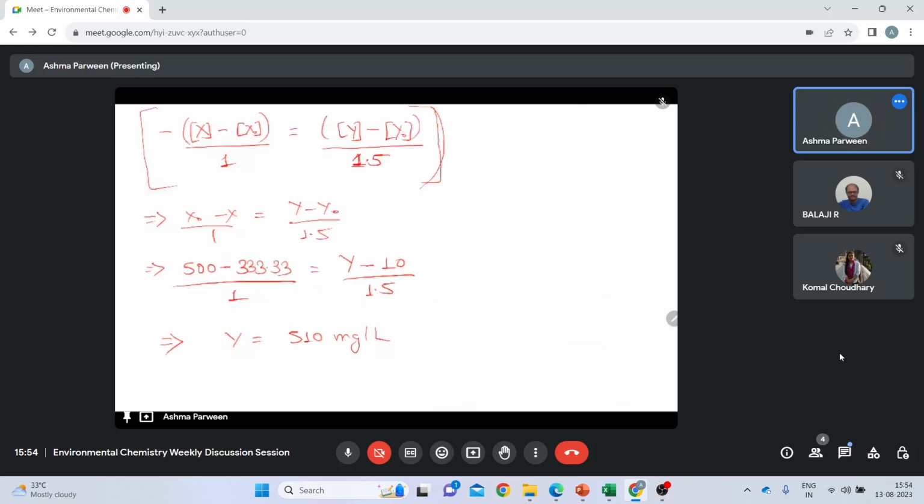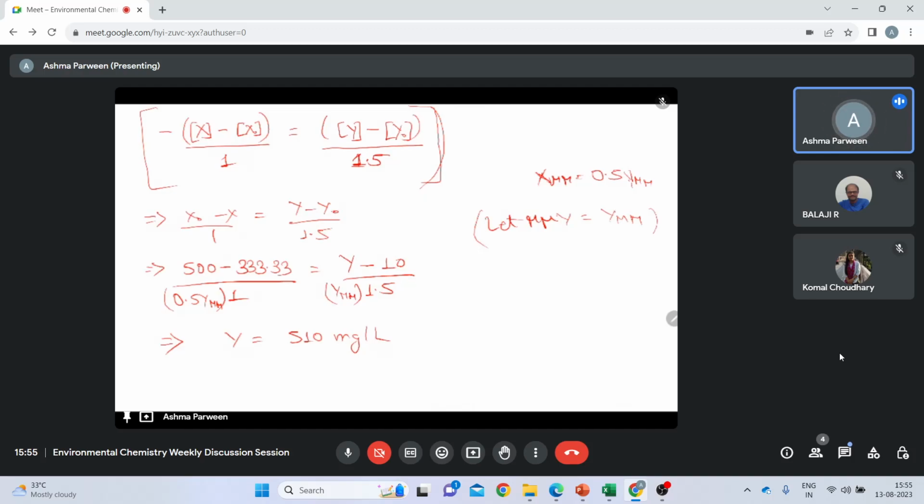So here the molar mass of X is 0.5 times the molar mass of Y. So it will be 0.5 into the molar mass of Y. If we consider the molecular mass of Y as YMM, so here also this is the concentration. We will divide it by the molecular weight, and then after solving we will get the final concentration as 510 milligrams per liter.